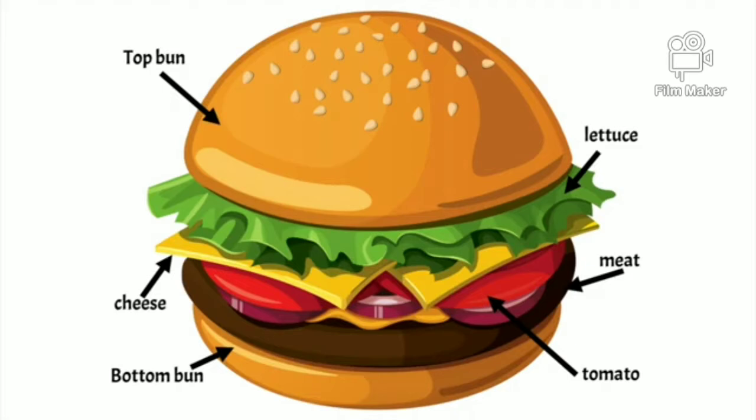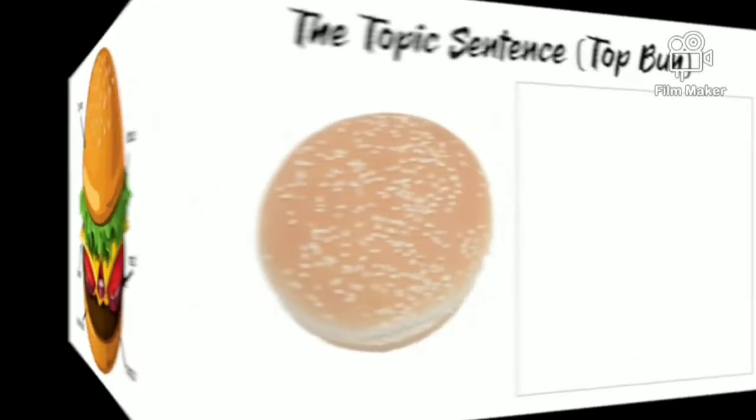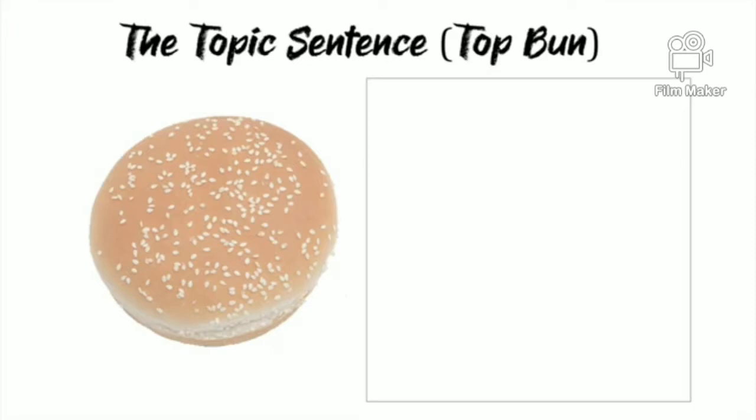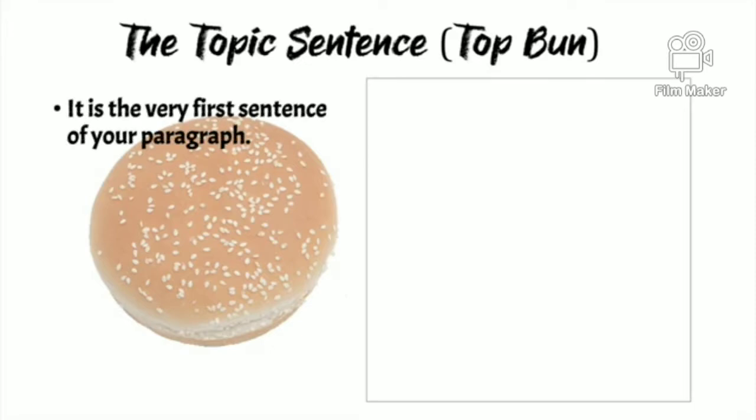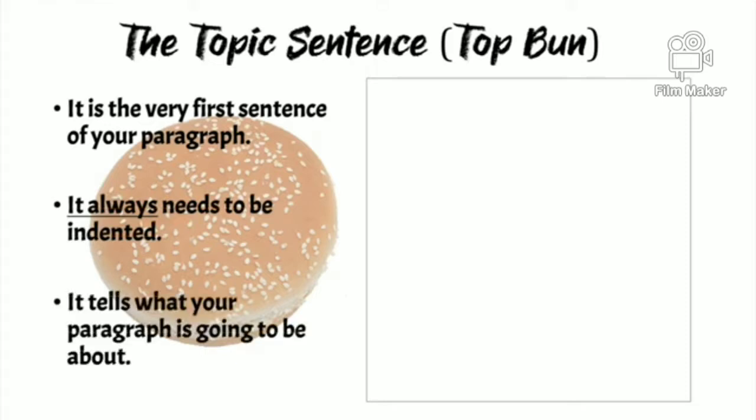Yes, that's right. We have a top bun. We have the lettuce. We have cheese, tomato, meat, and then the bottom bun. Now, the topic sentence. That's the top bun. Well, it is the very first sentence of your paragraph. It always needs to be indented. It tells what your paragraph is going to be about.